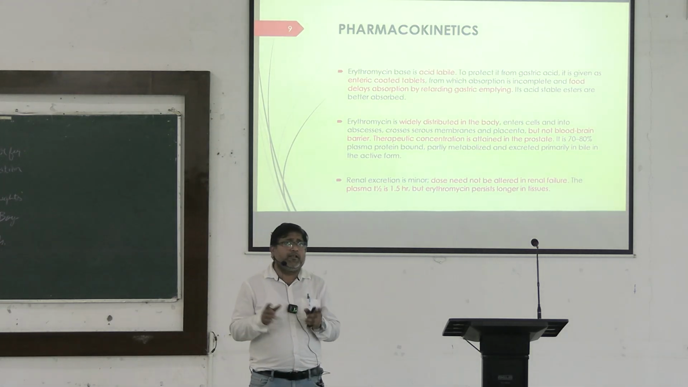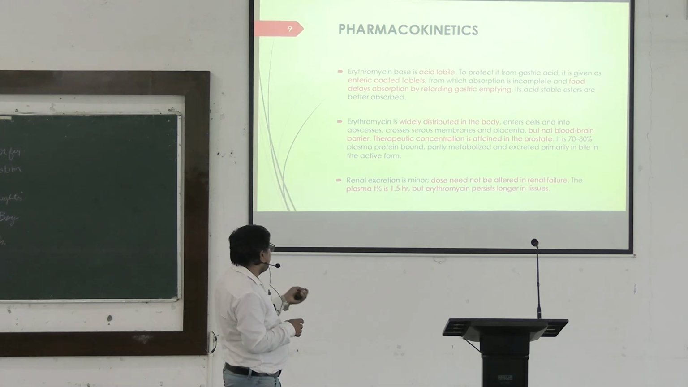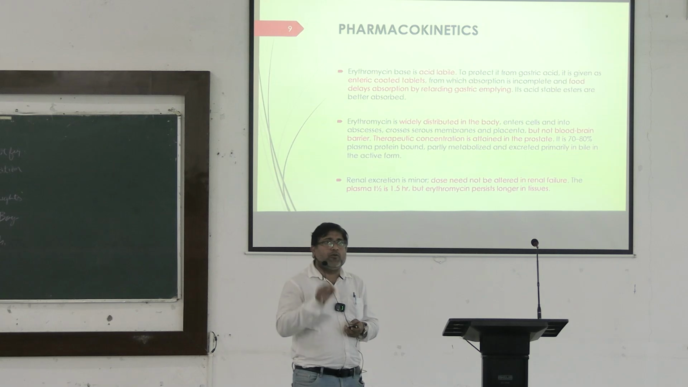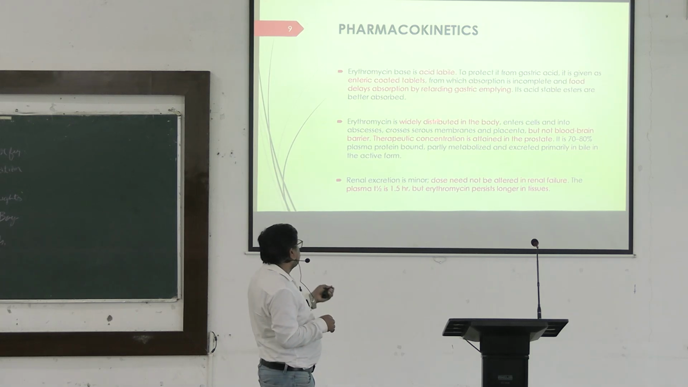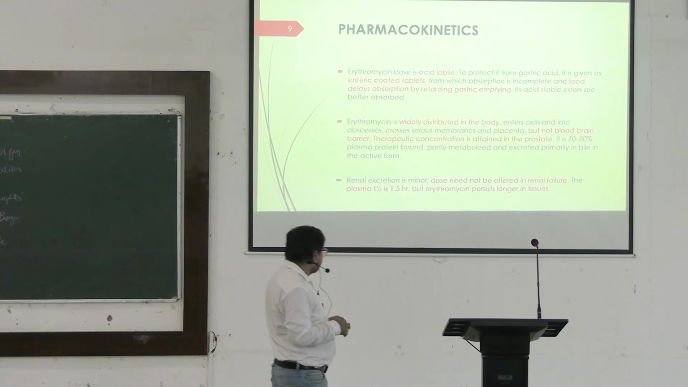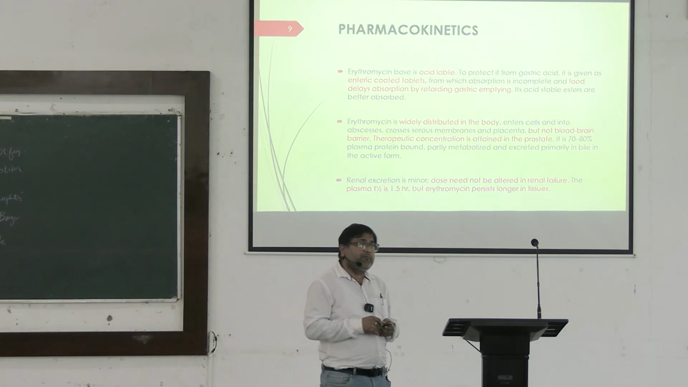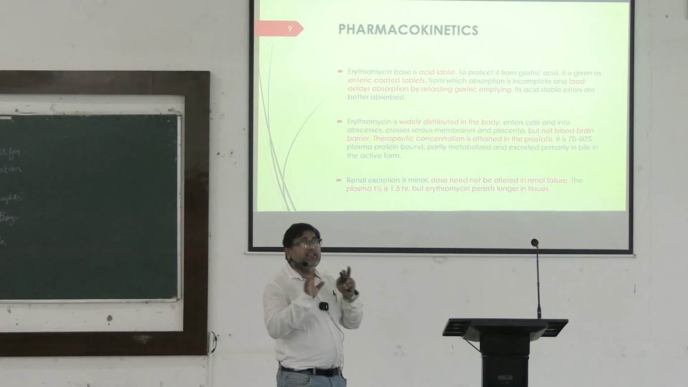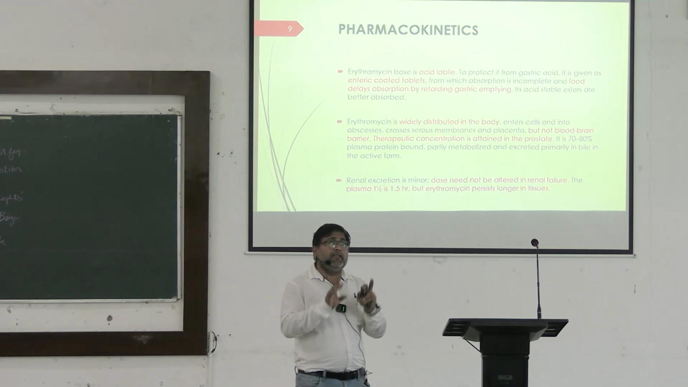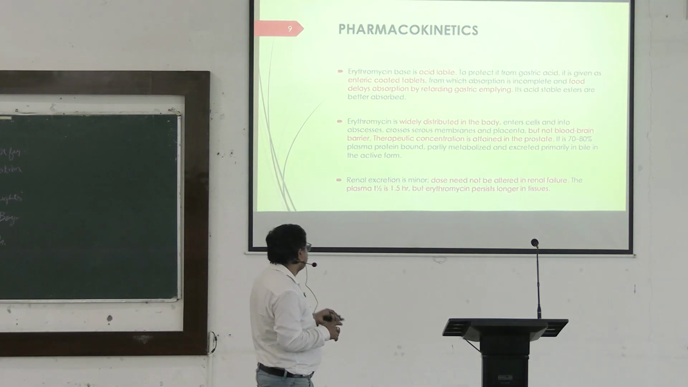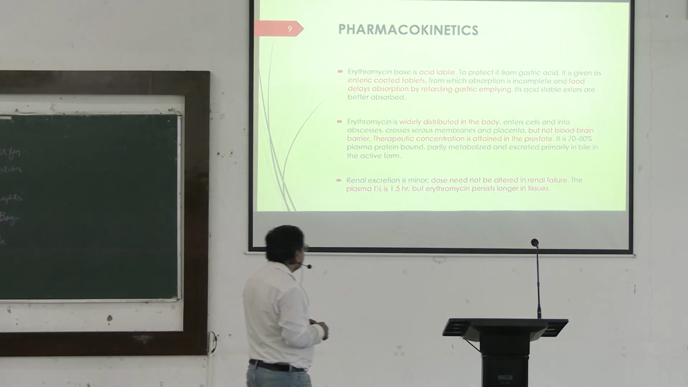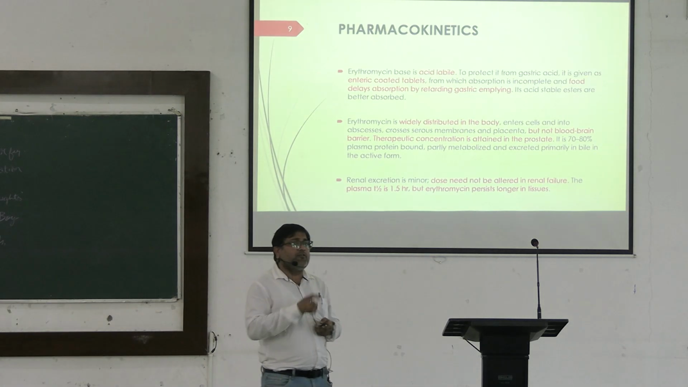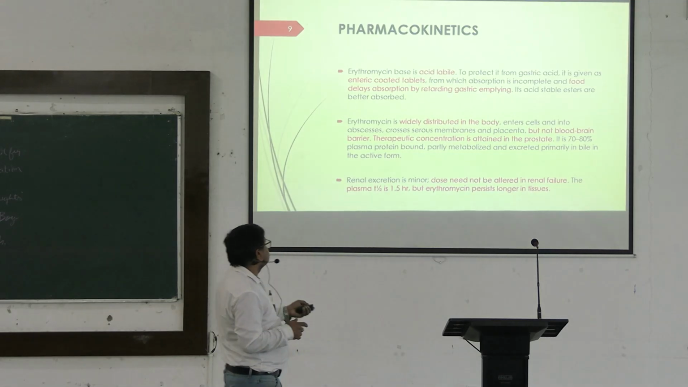Distribution: they are widely distributed in the body. They enter the cell, cross serous membranes, abscesses and the placenta, but they do not cross the blood-brain barrier. They attain higher concentration in the prostate, and are 70 to 80% plasma protein bound. They are primarily excreted in bile. Renal excretion is minor, so the drug can be given even in renal failure patients. Plasma half-life is 1.5 hours, but the effect lasts longer because of the higher tissue concentration.